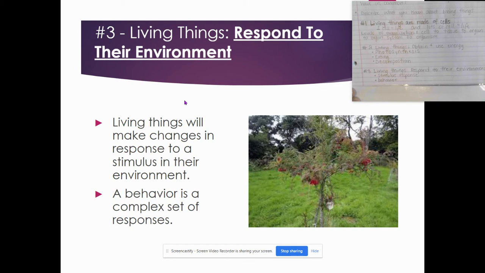And so we are going to respond to stimuli like light, sound, smell, touch. Those are stimuli that we respond to. There are also chemical stimuli that plants and other animals will respond to. And a behavior is a complex set of responses. You behave the way you do because of many complex responses to stimuli you had as a young child. And your behavior is going to be different based on that.